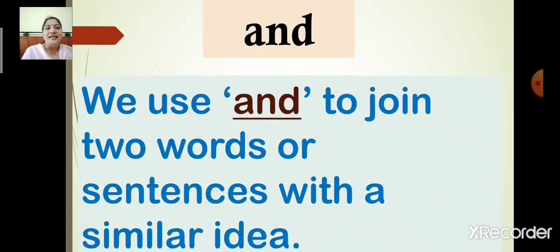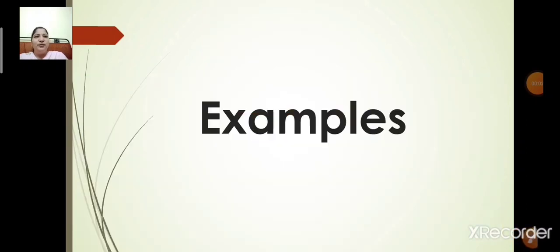We use and to join two words or sentences with a similar idea. Now children, what do you mean by similar idea? Similar idea means same ideas. When any two sentences include similar ideas or same ideas, then we use and to join those two sentences. Okay. Now children, let us go through some examples.